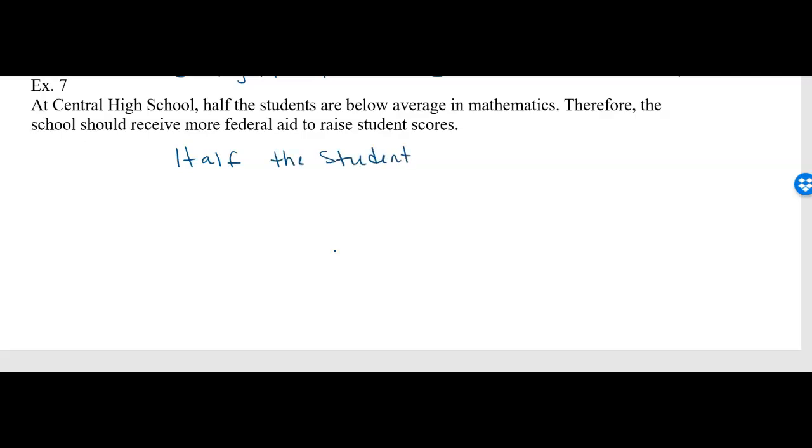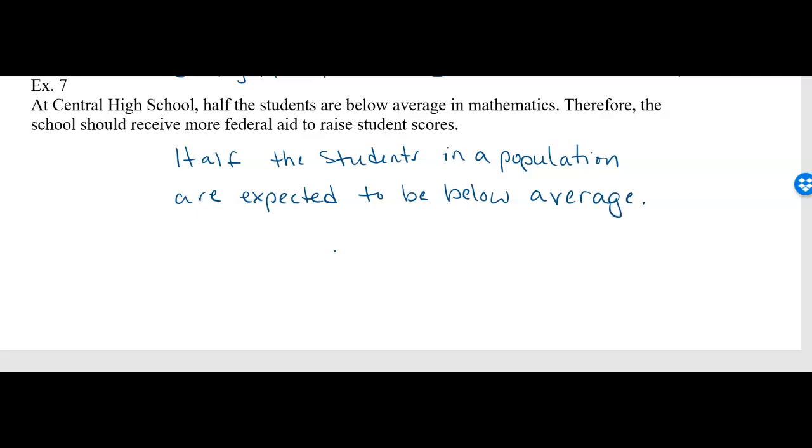So let me just say that. Half the students in a population are expected to be below average. And what I mean by that is statistically speaking. Do we want that? No. But statistically, when they look at a large population, that tends to be overall what they see. And so that would not necessarily then be a good argument to receiving more federal aid. They would need to come up with more of a sustained argument and with more facts to get the aid.